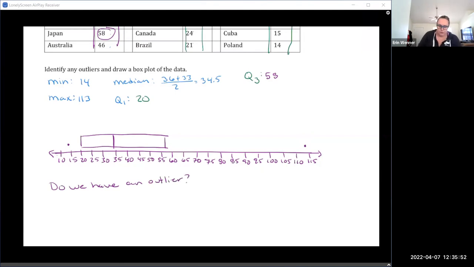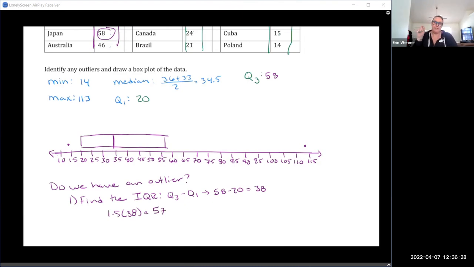In order to identify that, we first need to find the IQR. Remember, the IQR is Q3 minus Q1. So we're going to do 58 minus 20, which is 38. Now we're going to do 1.5 times 38, which gives us 57, okay?